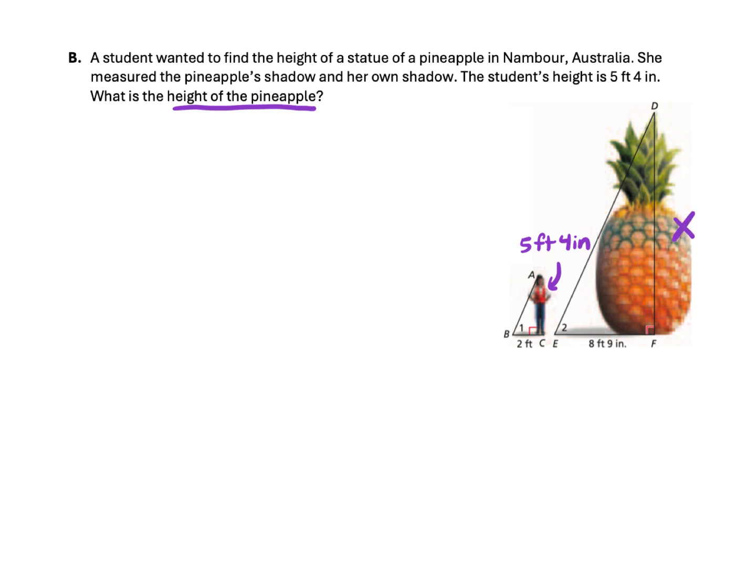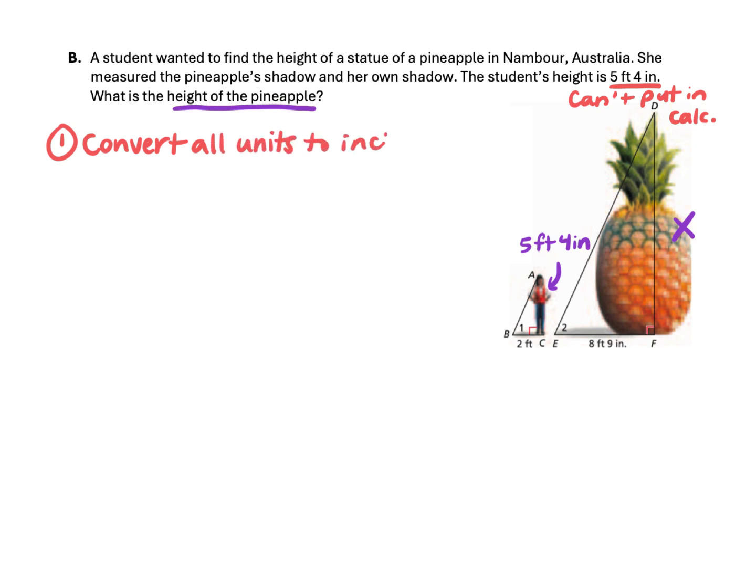Now, what we need to notice here that makes this problem more challenging is 5 feet 4 inches. There's no way to put that in the calculator. So we need to make sure that we start by converting units. I'm going to convert all my units to inches. You probably recall that 1 foot is equal to 12 inches. So let's take all the numbers that have feet in them and convert them to inches. I'm going to start with the person. The person is AE in the picture right here. They are 5 feet 4 inches.